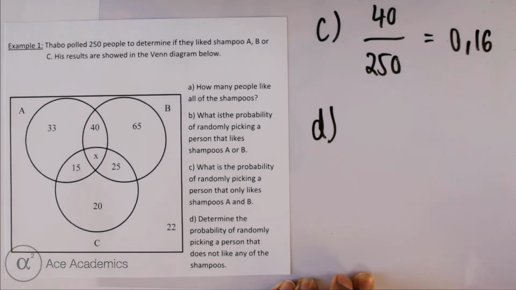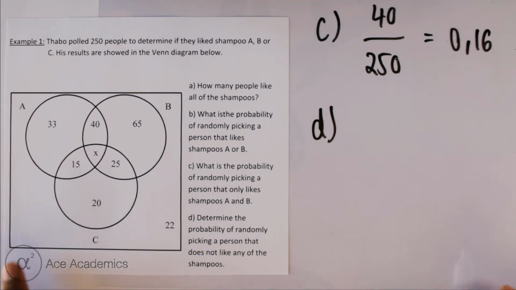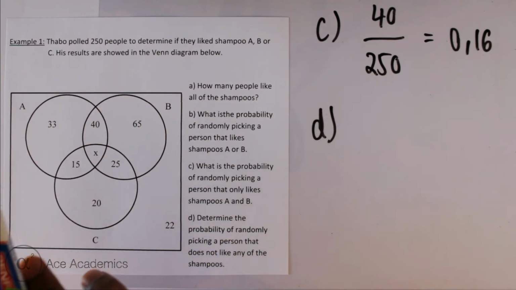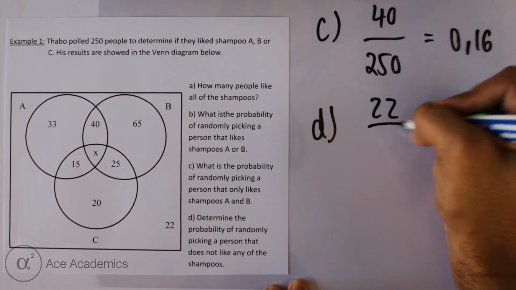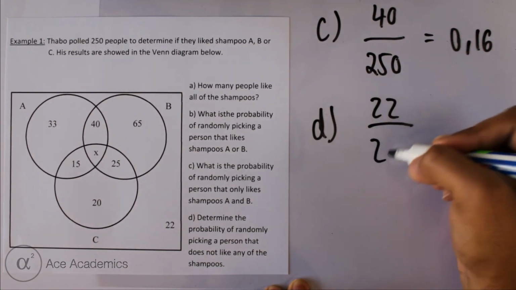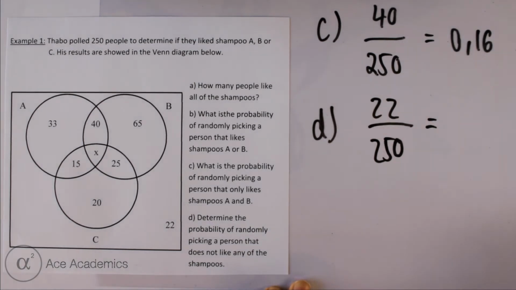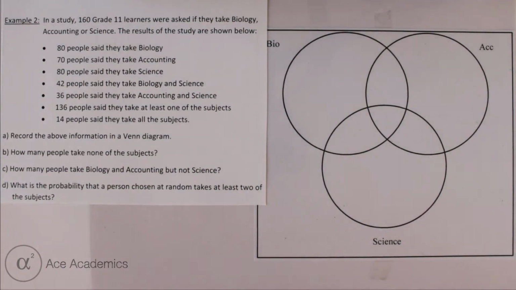Let's look at question D. Question D says, determine the probability of randomly picking a person that does not like any of the shampoos. Now, in the diagram, we said that 22 is the number of people that do not like any of the shampoos, A, B, or C. So the probability of picking a person that doesn't like any of the shampoos is the number of people that don't like any of the shampoos, 22, over the total number of people, which is 250. And our probability is simply 0.08. In the previous question, we answered questions based on a Venn diagram given to us.